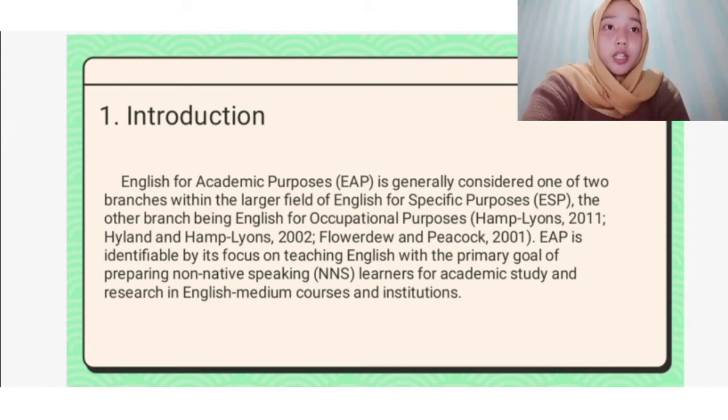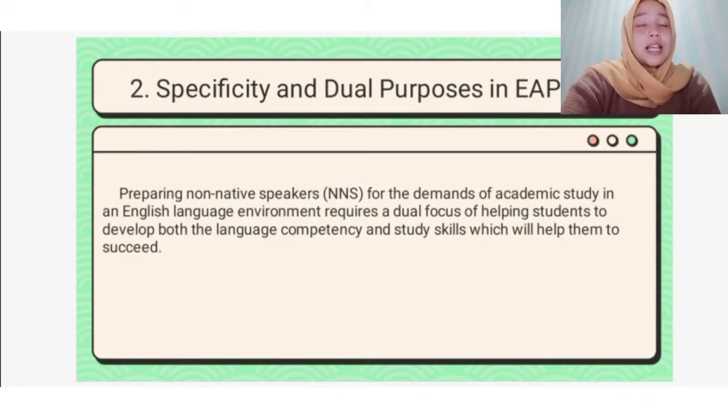English language courses are normally more general purpose. English language programs may adjust their curriculum and teaching to account for this need, and the teaching may take on more of an EAP flavor by focusing on typical academic tasks and appropriate language used for academic context. So next I will explain specificity and dual purposes in EAP.